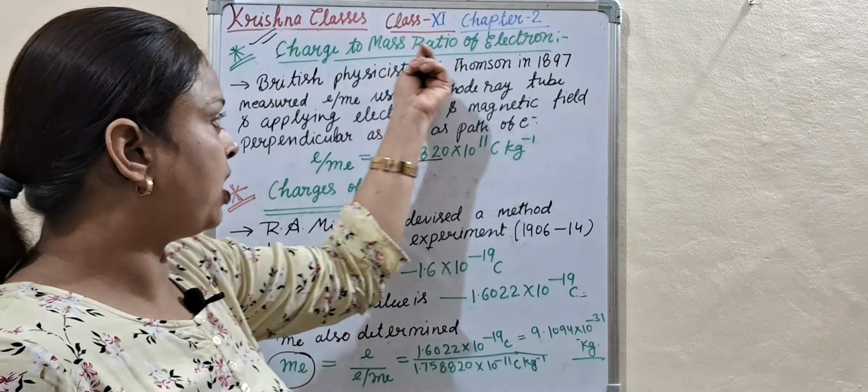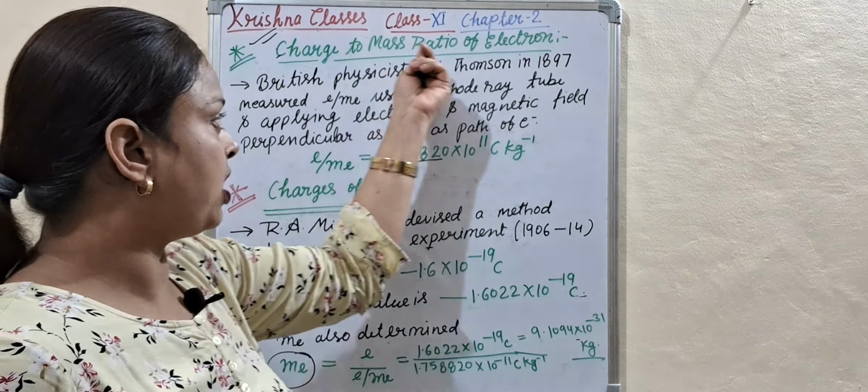So what did he get? e/m_e. It means charge to mass ratio of electron. e is the charge, m_e is the mass of the electron, and this is the ratio. He got the e/m_e value as 1.758820 × 10^11 coulomb per kilogram. So this is the ratio of charge and mass of the electron, discovered by J.J. Thomson in 1897.